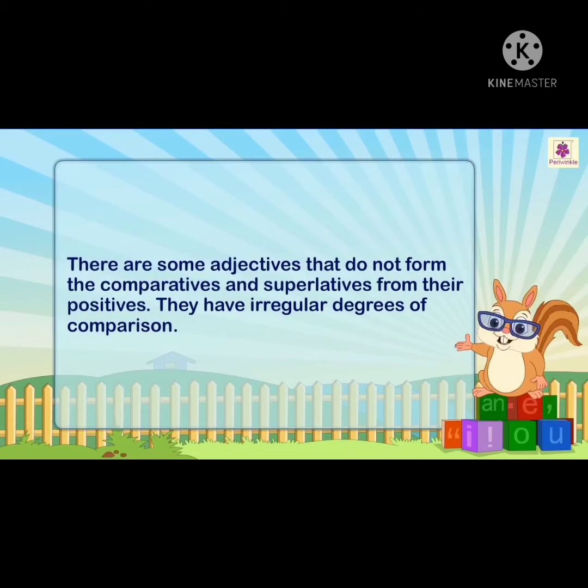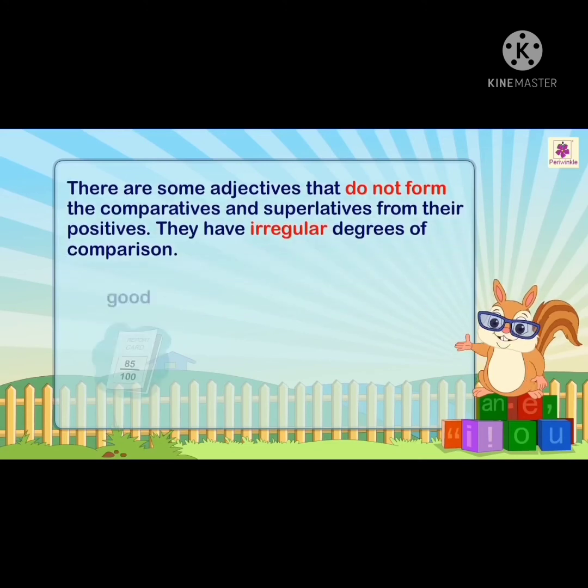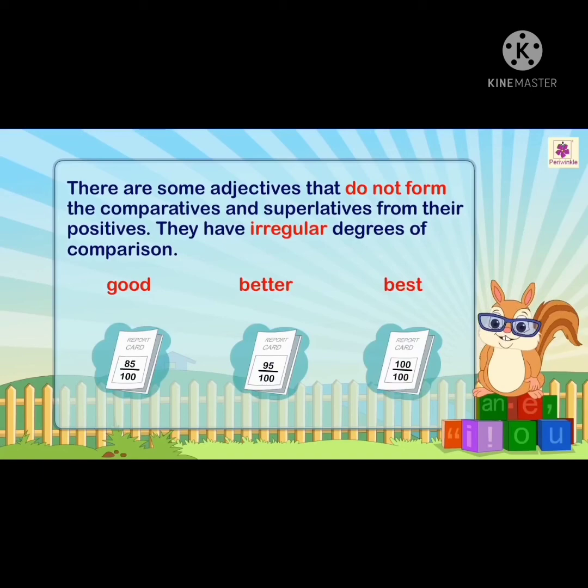So you see the definition. There are some adjectives that do not form the comparatives and superlatives from their positives. They have irregular degrees of comparison. Now you see the examples. Good. For good, you have to say the opposite. Better in comparative, then best is superlative.